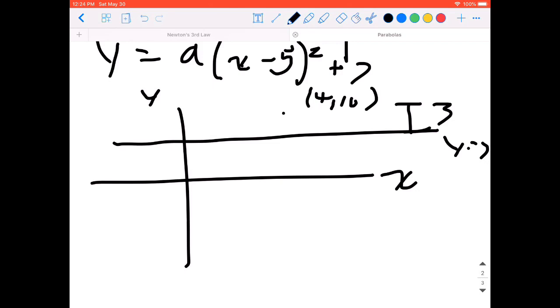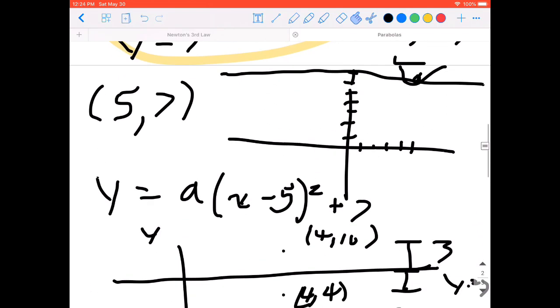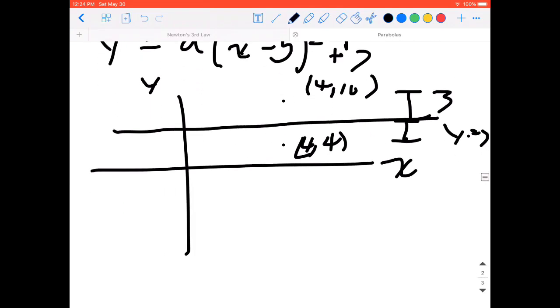So the distance from the point to the line would be 3. You don't need any fancy formulas for that, it's just perpendicular. So (4, 10) is 3 above y equals 7, so the reflected point would be 3 below y equals 7. That would be (4, 4). Now all you do is plug it in and solve for a, and then we have our parabola.